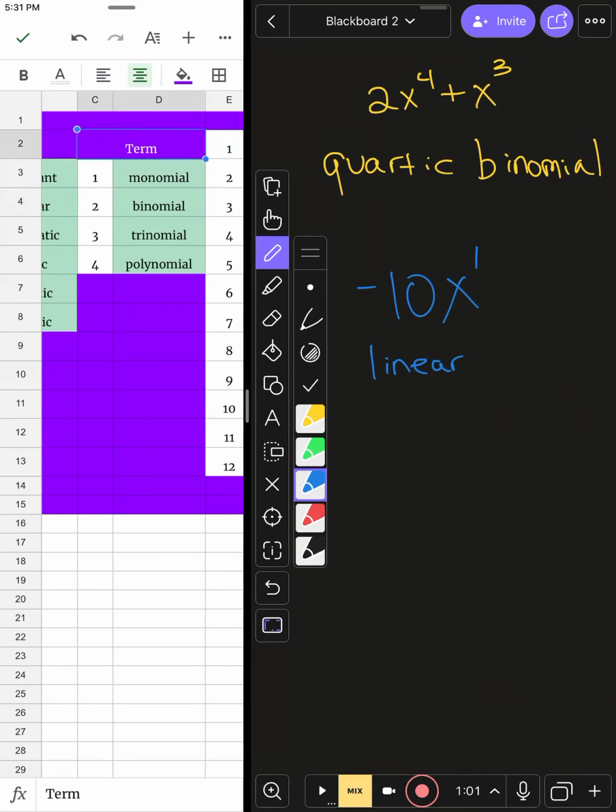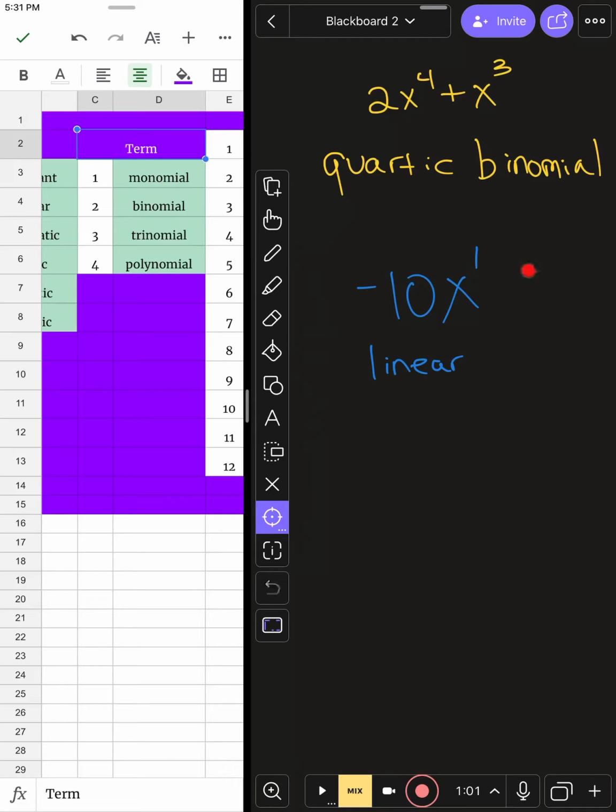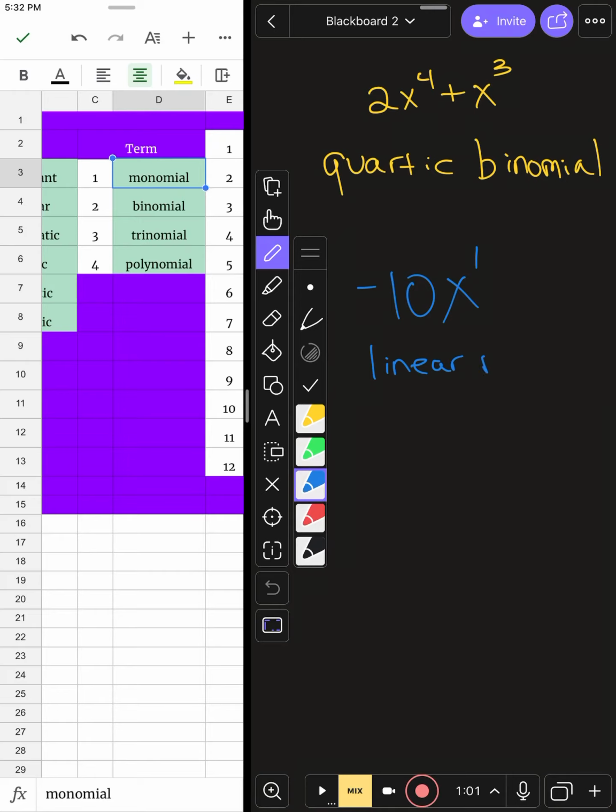Now I've got to see how many terms do I have. Remember, a term is anything separated by addition or subtraction. I don't see any addition or subtraction here. So there's only one term right there. One term. So if I go over here, one term is called a monomial. So that is a linear monomial.